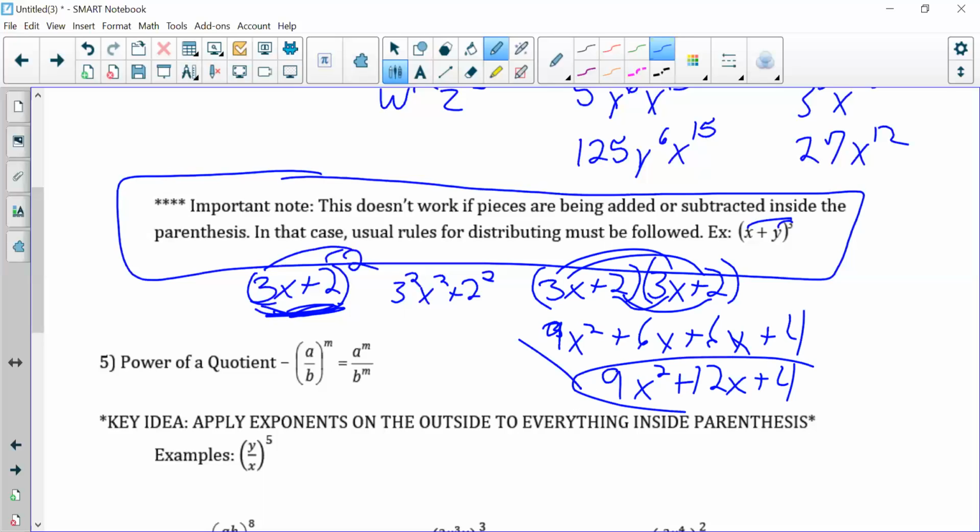Does this look like that? No. Okay, so very important to remember, only distribute the exponent on the outside when there's multiplication inside, not for addition or subtraction.